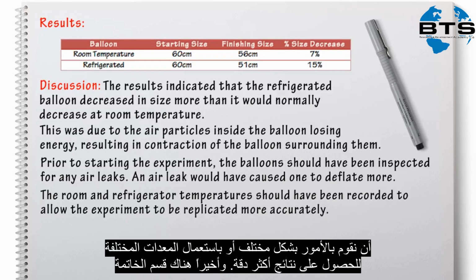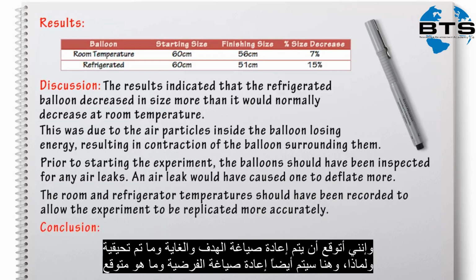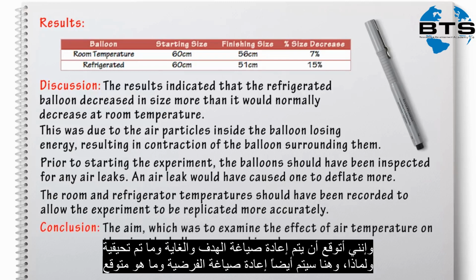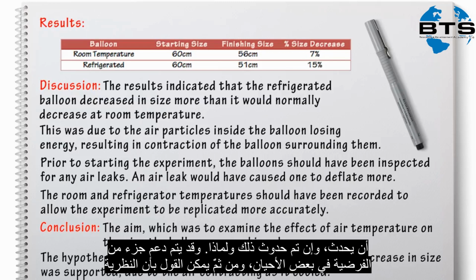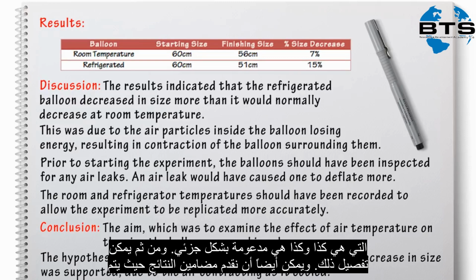Lastly, we have our conclusion. And with my students, I generally expect them to restate what the aim was and say whether that was achieved and why, and also restate what their hypothesis was, what they expected to happen, and whether that actually happened and why. And sometimes only part of the hypothesis is supported, and so then you can say the hypothesis, which was blah blah blah, was partially supported, and then you would go on to elaborate why that's the case.